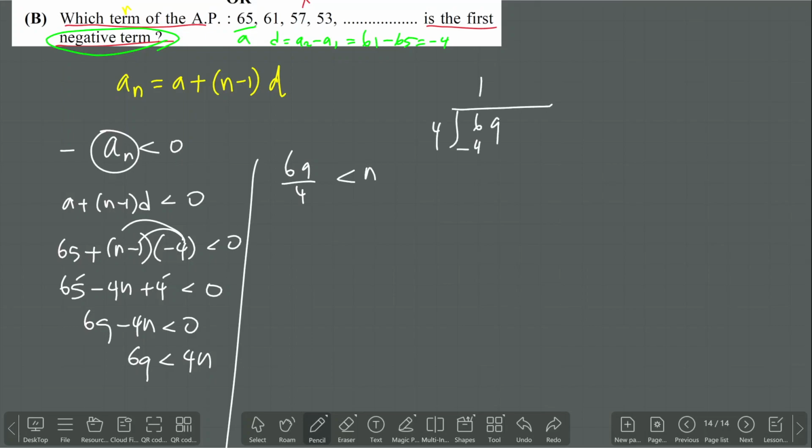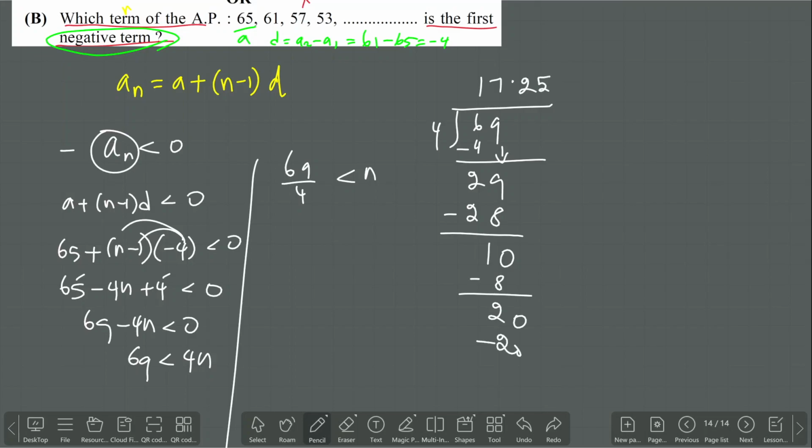One 4 is 4, remaining 2 and 9. How many 4s? 7 fours are 28, remainder 1. Put the point, then 2 fours are 8, remaining 2. Five fours are 20, remainder 0. So I am getting 17.25 less than n.